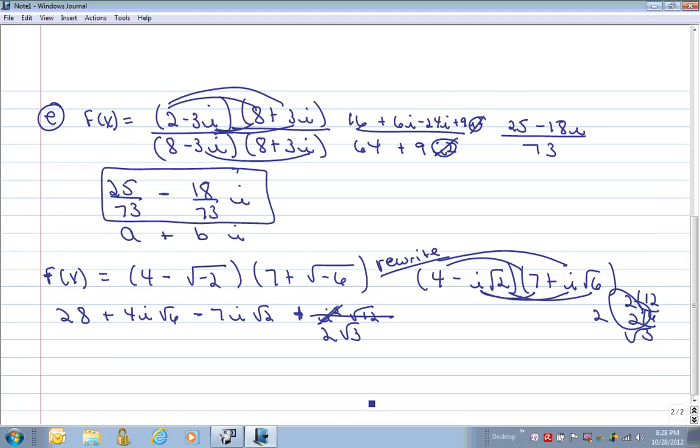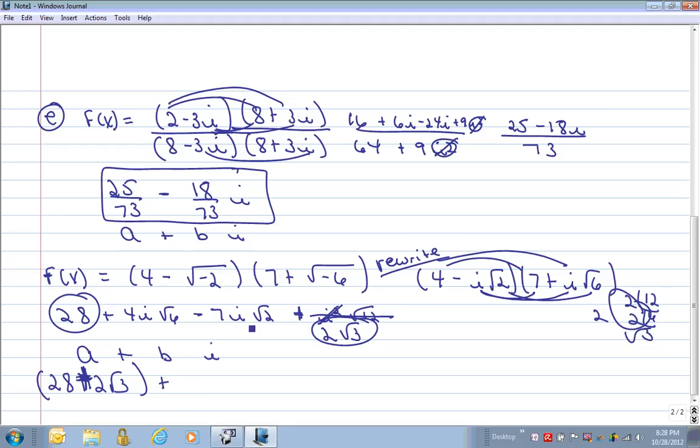All right, now we need to put it in a plus bi form. Let's write that down. a plus bi form. a, of course, is the non-imaginary parts, which would be the 28 and the 2 square roots of 3. So we're going to go in parentheses 28 plus 2 square roots of 3. That is the a part, plus the b part.